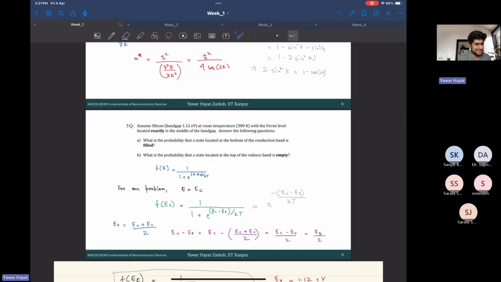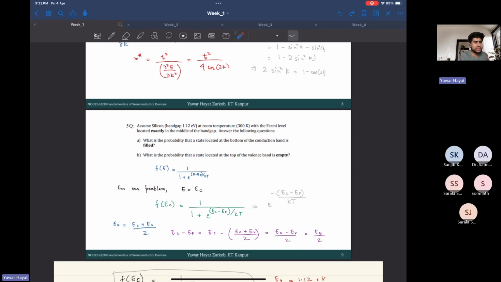So as I had elaborated at the week one live session, what gives you the probability that the state is occupied at any energy E? That is F of E, right? Yes, sir. And your F of E is given by this particular thing, the Fermi-Dirac distribution, right? Yeah, that particular distribution. So this is at any energy E.